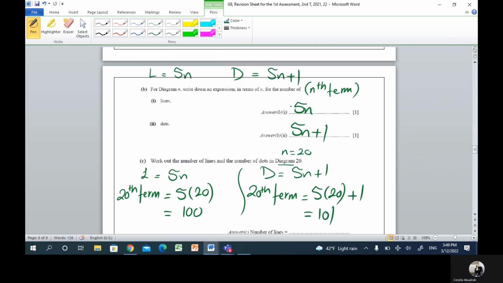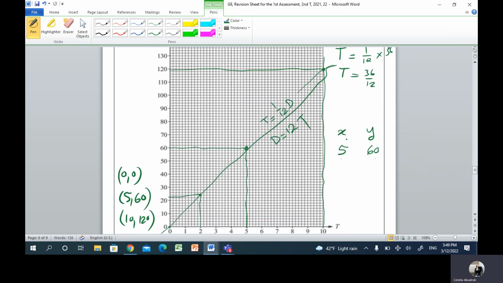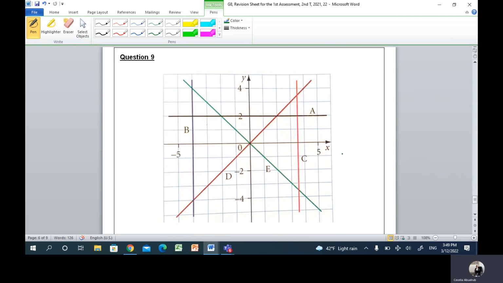All right. And when it comes to sequences, I will go to the question that some students might also find hard, which is interpreting drawn line graphs.